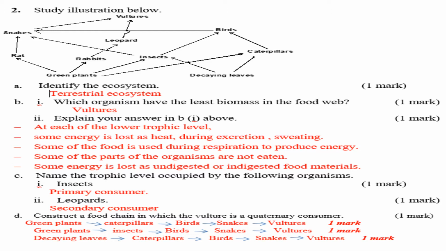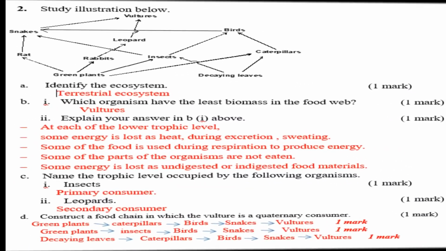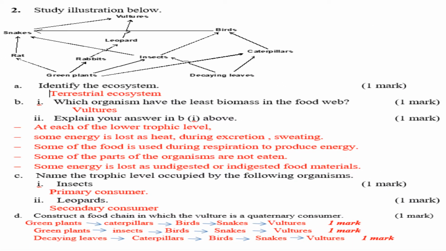Let's move to question number 2D. Remember, we have dealt with the others, question number 2A, B and C. We are looking at D. Construct a food chain in which the vulture is a quaternary consumer.